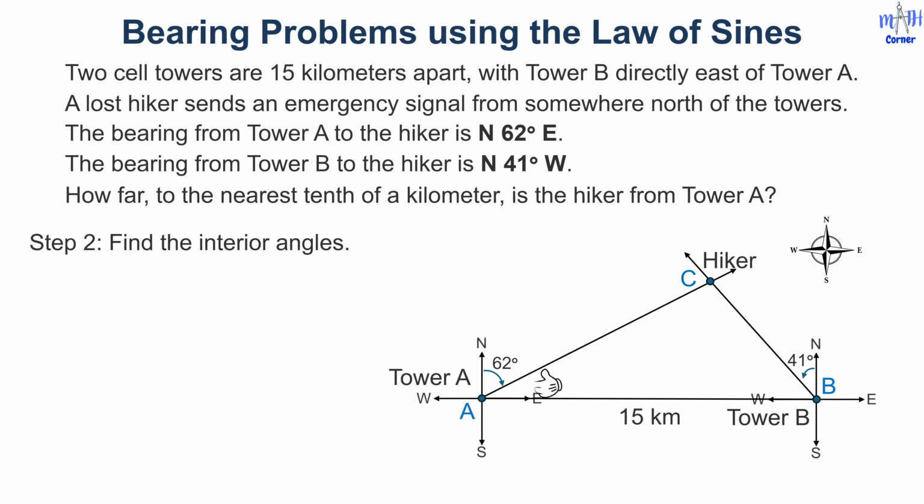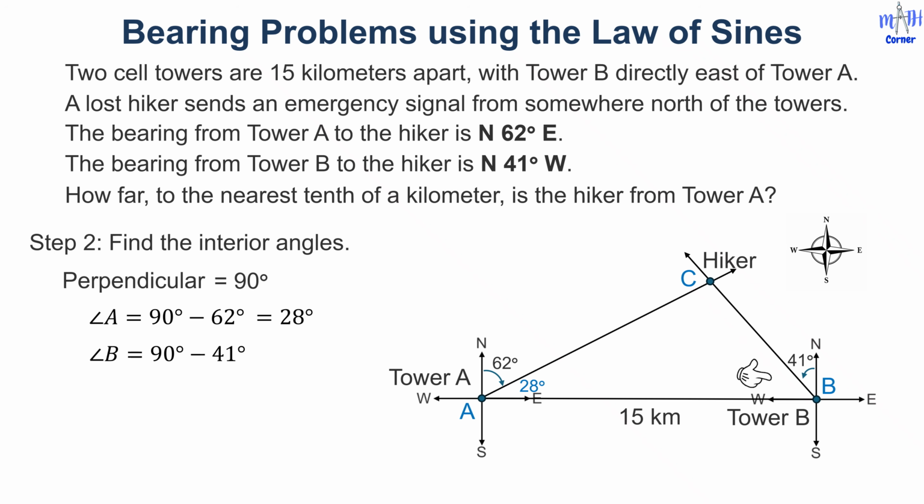Let's find angle A. Since north and east are perpendicular, they form a 90-degree angle. Angle A equals 90 degrees minus 62 degrees. So, angle A is 28 degrees. Next is angle B. 90 degrees minus 41 degrees. Angle B equals 49 degrees.